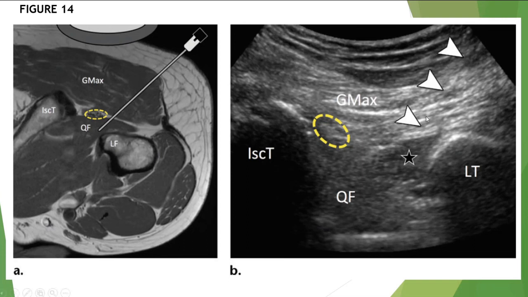Here the ultrasound image is showing the same region, and again stressing the need to visualize all the time the sciatic nerve as we approach the quadratus femoris muscle, and here showing the appropriate position of the needle tip marked by the star. Here again, the quadratus femoris muscle, the ischial tuberosity and the lesser femoral trochanter.